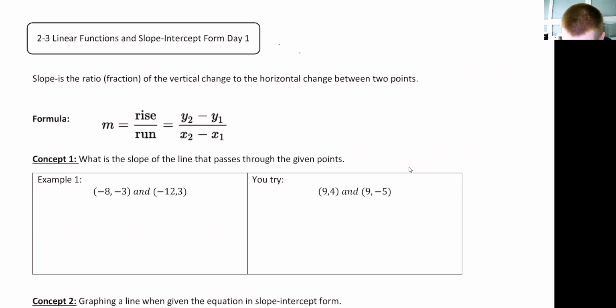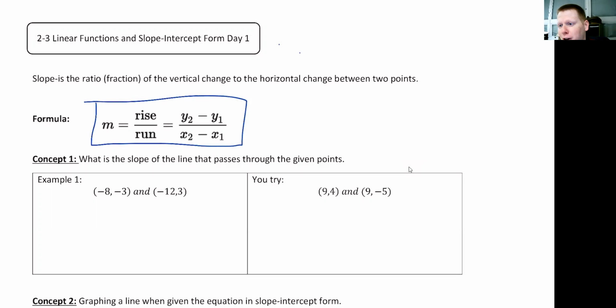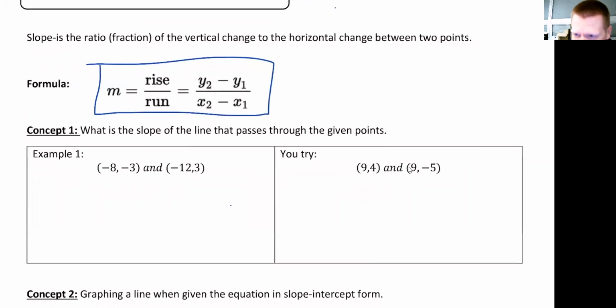But slope is the ratio, or the fraction, of the vertical change to the horizontal change between 2 points. We represent it with the variable m. Graphically, it's our rise over run. The formula to find it algebraically is (y2 - y1) over (x2 - x1). And I'm sure that looks very familiar. So let's look at a couple examples.